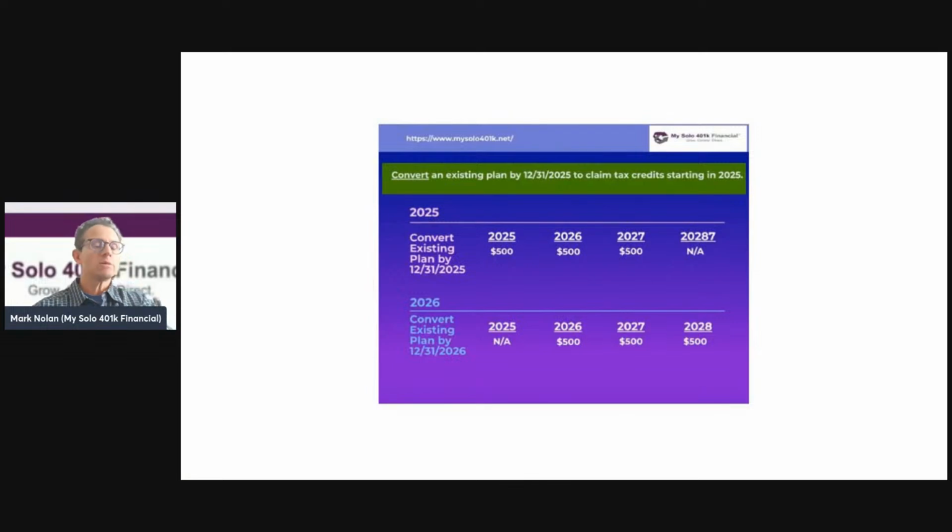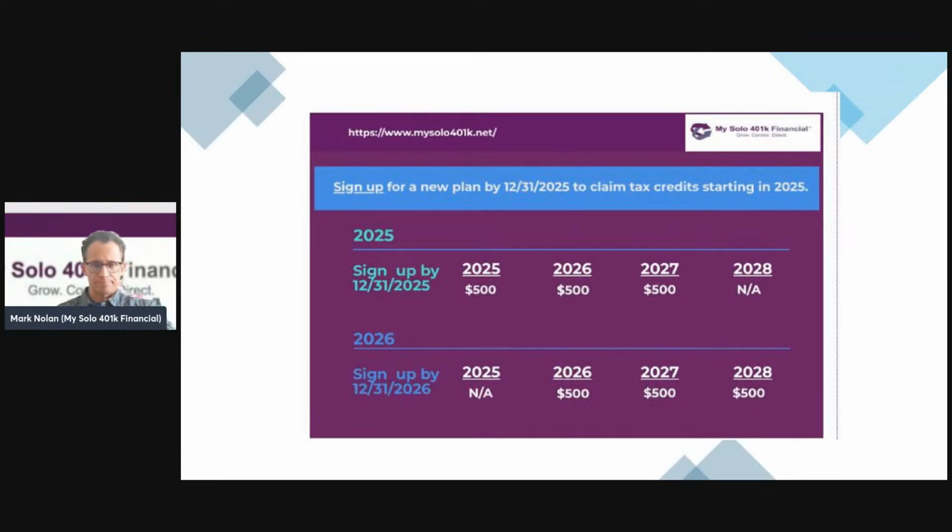And you'll be able to start claiming that auto contribution credit in 2025 if you open that plan with us here in 2025. You'll be able to claim that $500 credit for 3 years, 2025, 2026, and 2027. And then if you want to sign up for a self-directed 401k this year in 2025, you just need to do so by the end of the year so that you can qualify for that auto contribution credit starting in 2025.